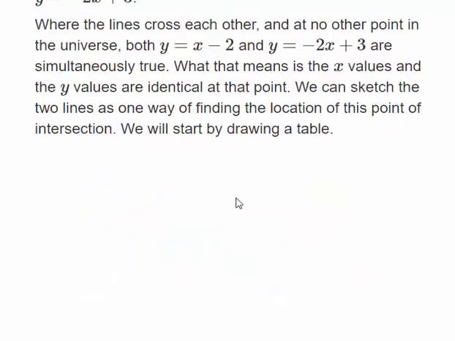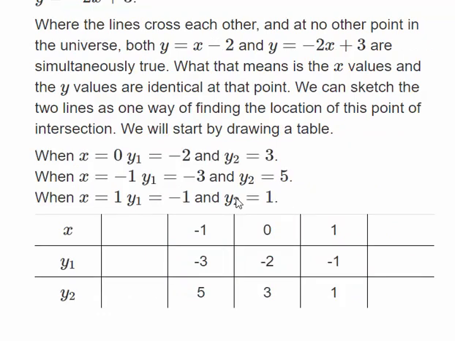Let's sketch that. In this case, because we've got 2 equations, I'm just going to use simple values for x. So when x equals 0 in the first equation, y is equal to minus 2, and in the second equation, when x equals 0, y is equal to 3. When x equals minus 1 in the first equation, y equals minus 3, and in the second equation, minus 1 times minus 2 gives us plus 2, so that means that the y value is going to equal 5.